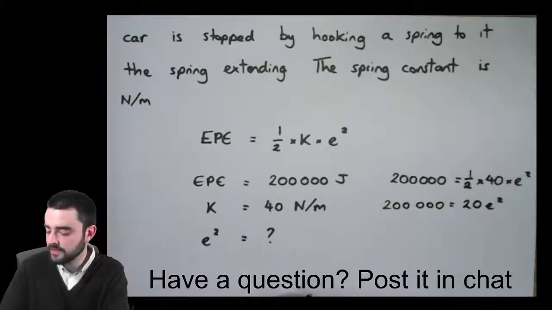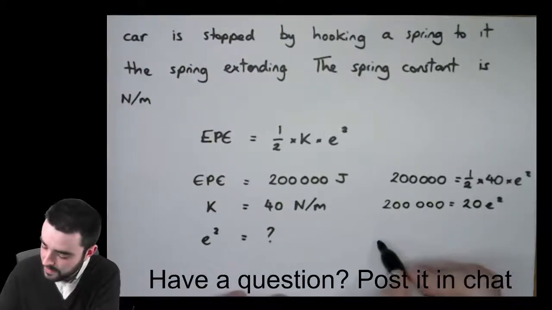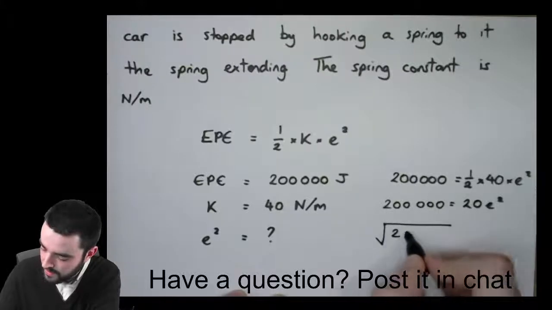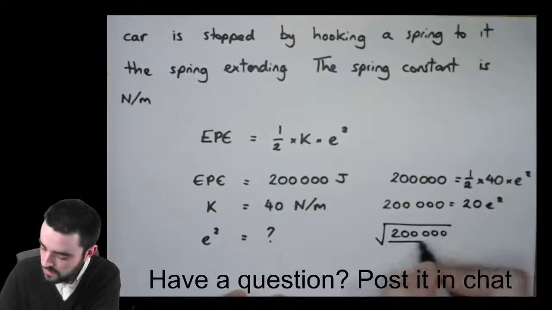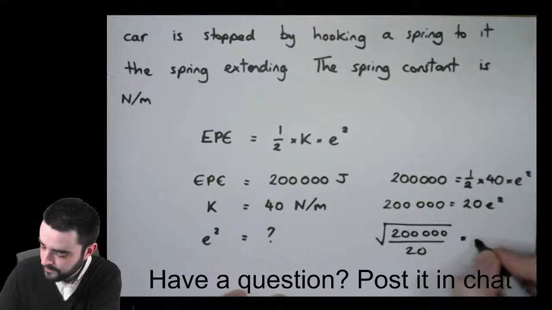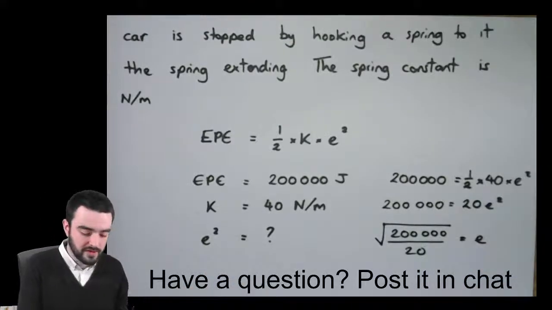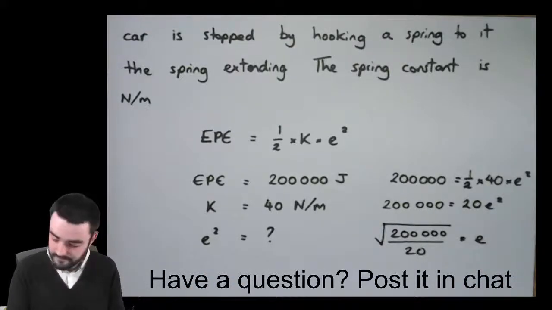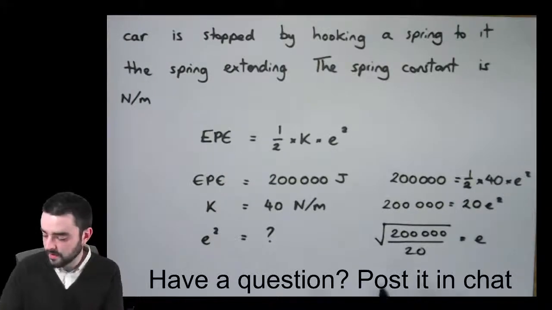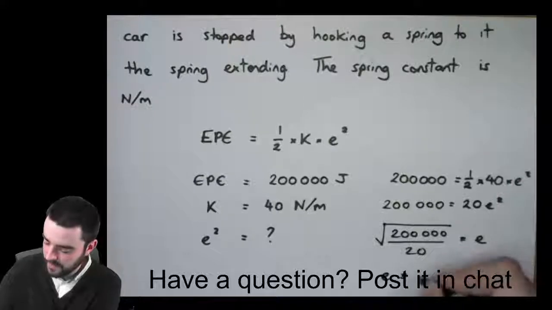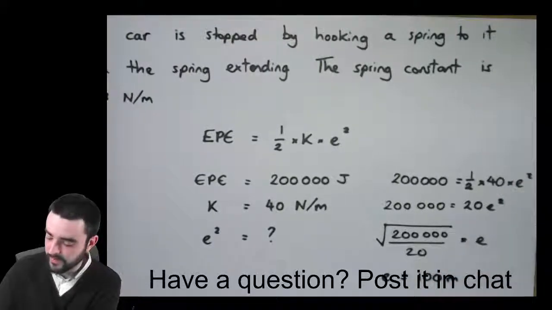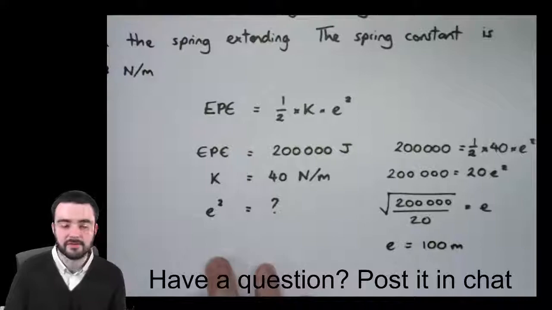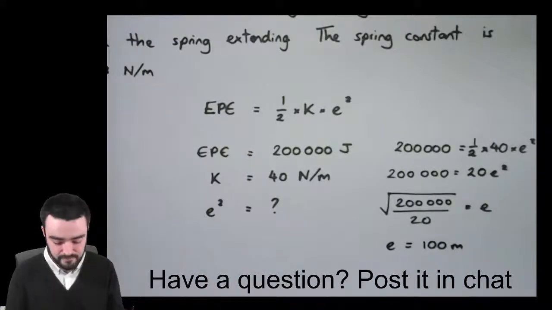Okay, so we can then divide that through and square root it. So what is the square root of that? We can just pop that into the calculator. So hopefully you've got there before me. e is equal to 100 meters. You can see why I said that this was a bit of a ridiculous question.